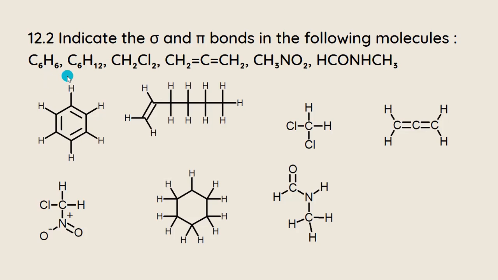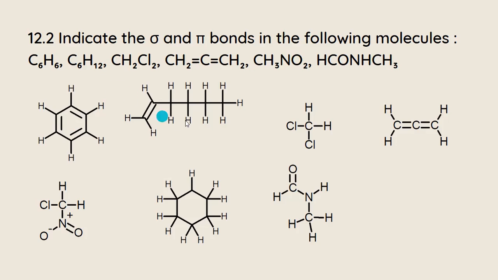So C6H6. In the case of C6H6, all the carbon-hydrogen bonds are sigma, and all the carbon-carbon single bonds are also sigma only, whereas this and this are pi bonds. So you have CC single bonds, so they are sigma bonds, whereas the double bonds are pi bonds.